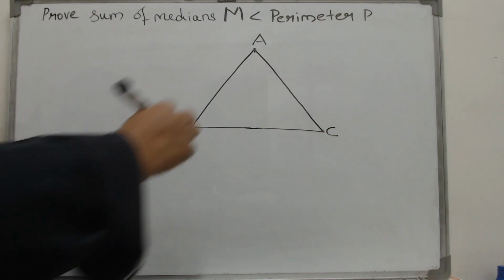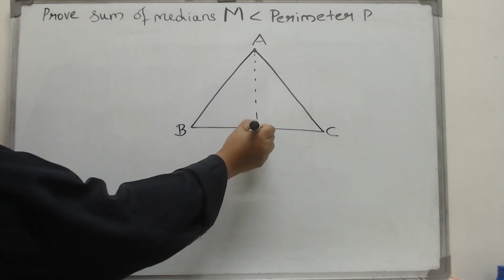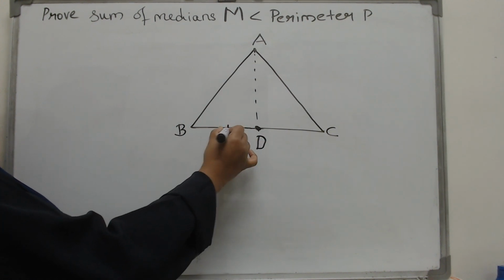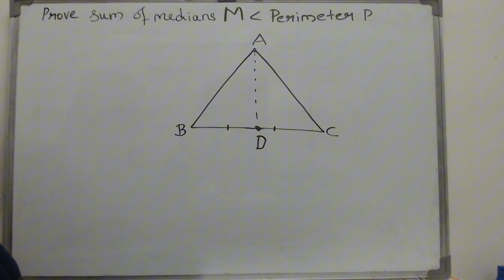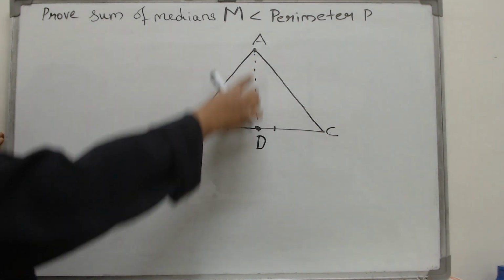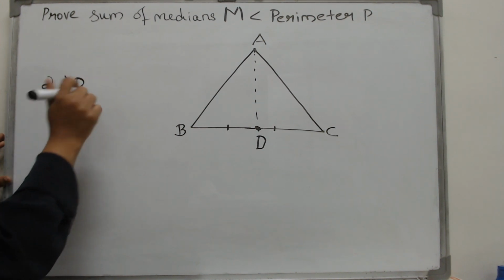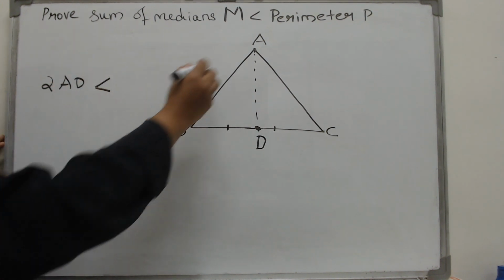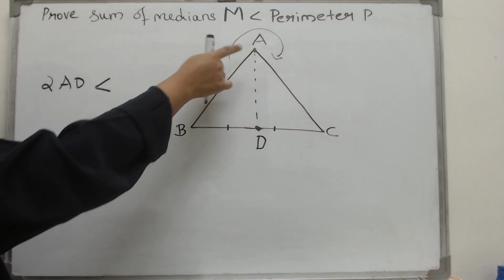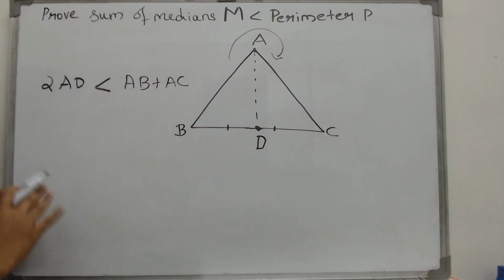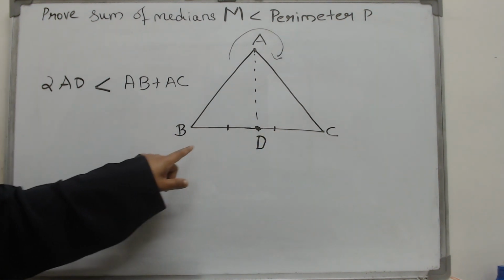Now, what does a median do? A median is that line segment which connects any vertex to the midpoint of the opposite side, which means BD and DC are equal in measure. Now, how are we going to prove that? We are going to prove that this median here, the median from A, two times of it is going to be less than the sum of the sides which have created this angle A, which is what? AB and AC. So again you can see it is a general result. This can be proved for the other two sides also.